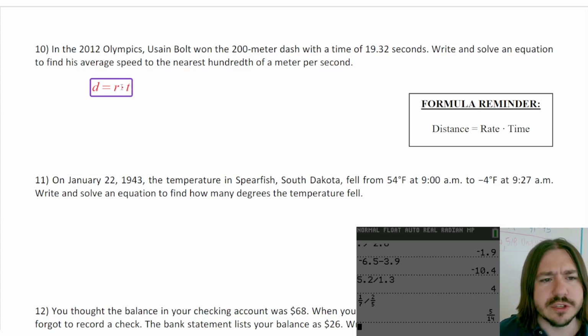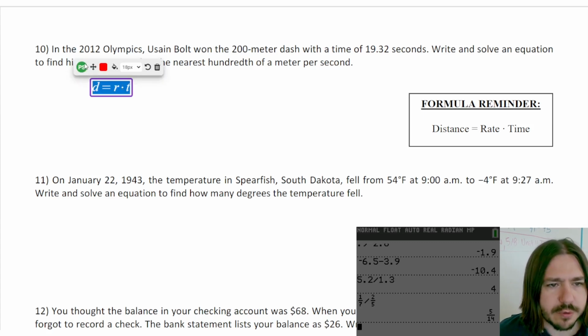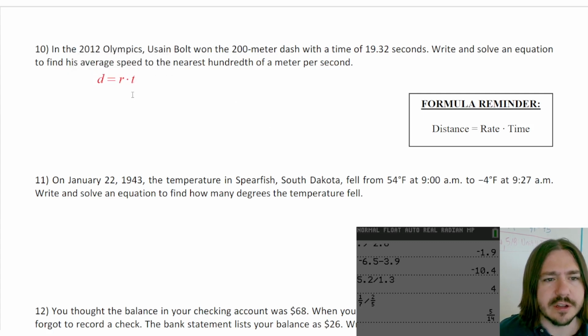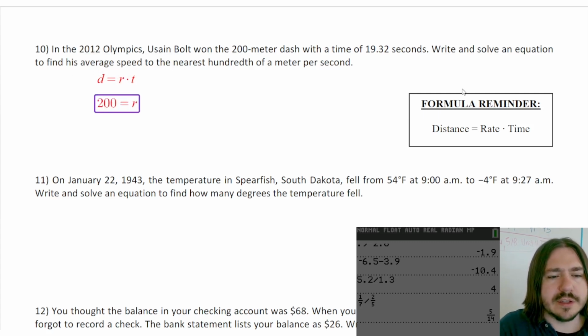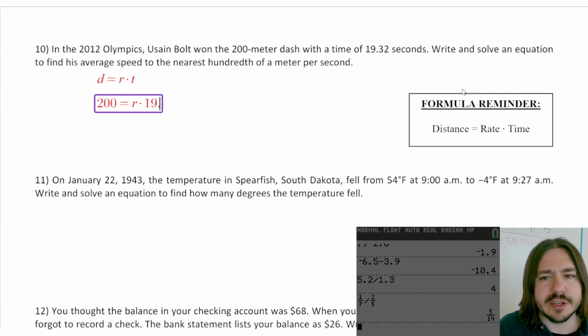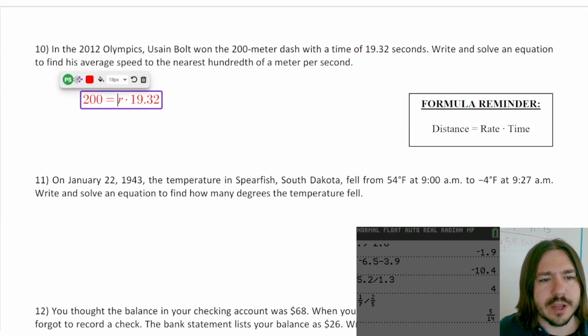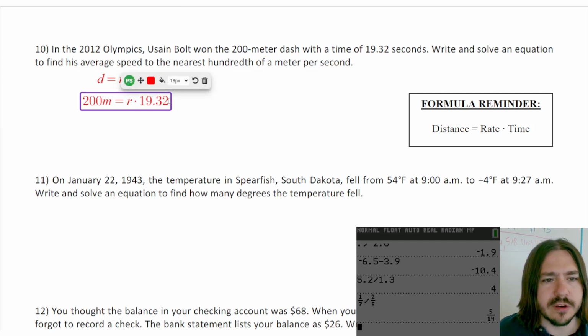So what we'll need to do is just plug in the appropriate values here and solve for the average speed, which is going to be the rate. So the distance was 200 meters, and that's going to equal the rate times the time, which is 19.32 seconds. We will make sure to write our units at the end here, if you want to keep track of them. Again, this is going to be meters and this is going to be seconds.